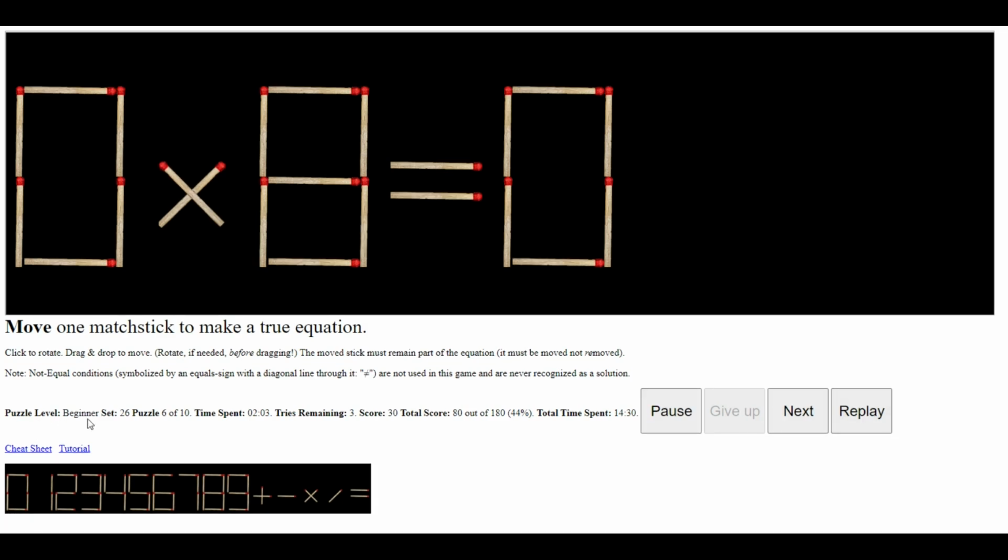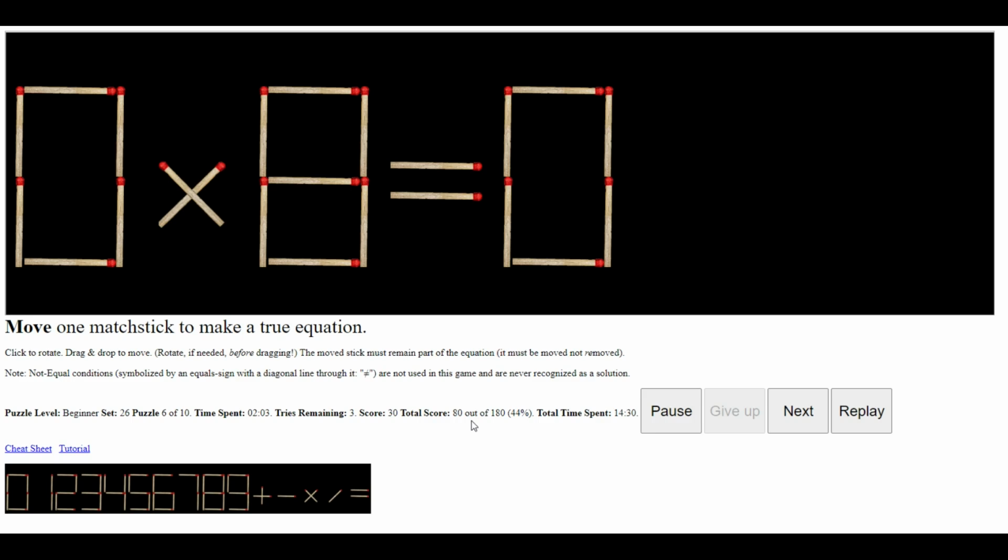Notice that this line here is your scoreboard. It shows the level and number of the puzzle set, the time you've spent solving it, how many tries you have remaining, and your score for the current puzzle, once you've solved it or given up. You can gain 30 points for each puzzle you solve on the first try, for a maximum total score of 300 points for the set. 10 points are deducted for each unsuccessful try.